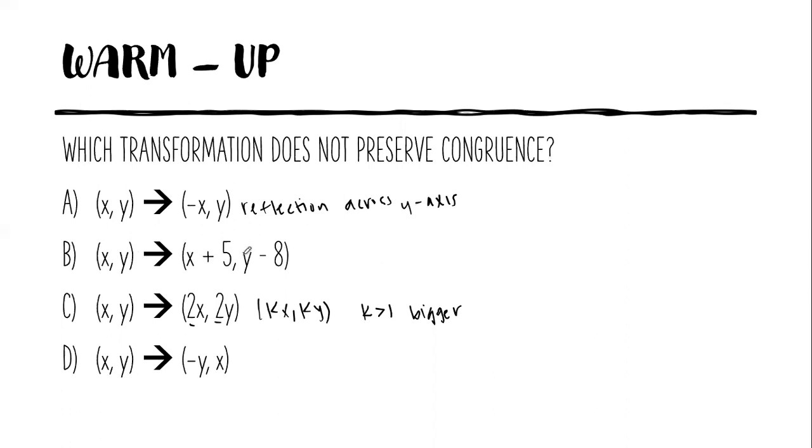Translation. And what is the x plus 5 telling me? Which direction is x plus 5 telling me? Yeah, so it's telling me it's going to the right 5. What is y minus 8 telling me? Down 8, okay? And then this is a rotation, and this is 90 degrees counterclockwise.